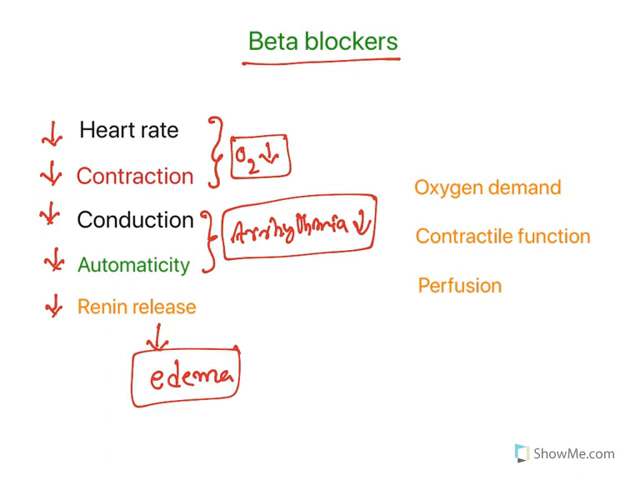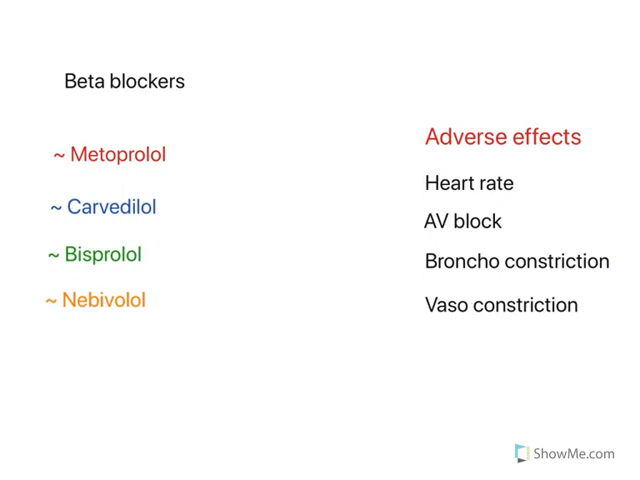This is what is depicted here. Oxygen demand is reduced, contractile function of heart is increased, perfusion is increased. So these are all the advantageous effects of beta blockers which are used to treat congestive heart failure. Coming to the drugs, you have Metoprolol, Carvedilol, Bisoprolol and Nebivolol. These are used to treat congestive heart failure.